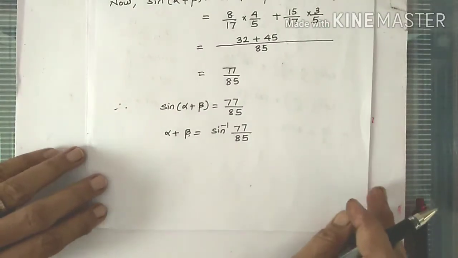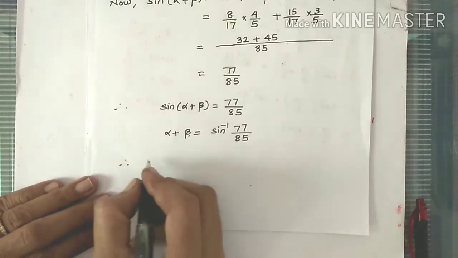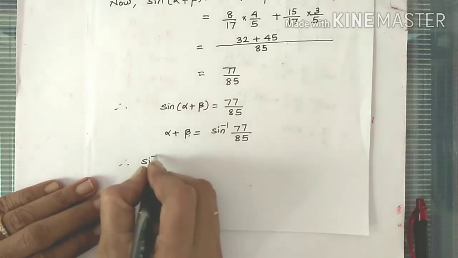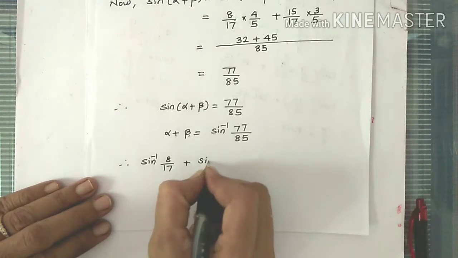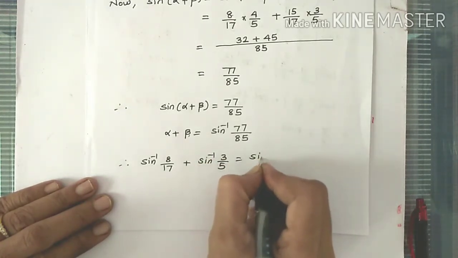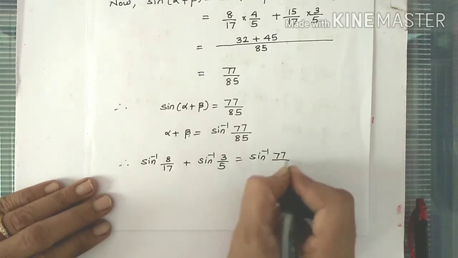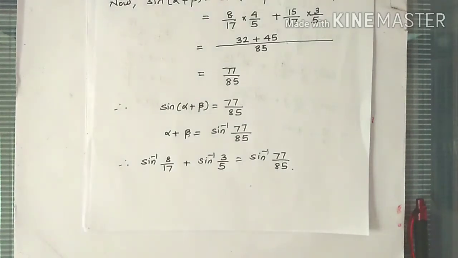So whenever the question says show that, always conclude with the given statement. So this becomes sin inverse of 8 upon 17 plus sin inverse of 3 by 5 equal to sin inverse of 77 by 85. So this question carries 3 marks. But it's really a very simple question. We just need the formula of sin of alpha plus beta. For that, first find the remaining values of the trigonometric ratios.